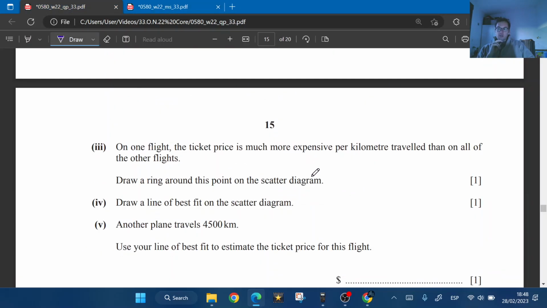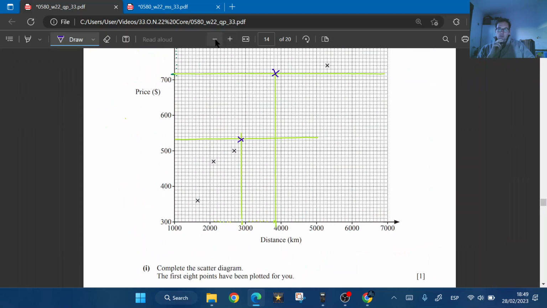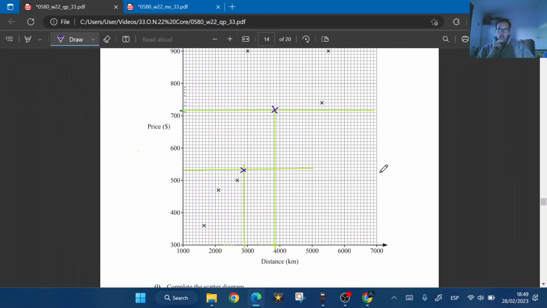On one flight, the ticket price is much more expensive per kilometer traveled than on all of the other flights. Draw a ring around this point on the scatter graph. So which one is much more expensive than all the other ones?